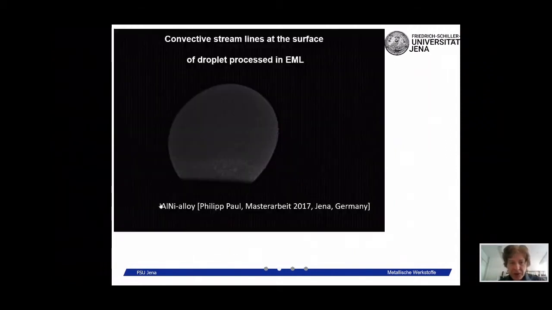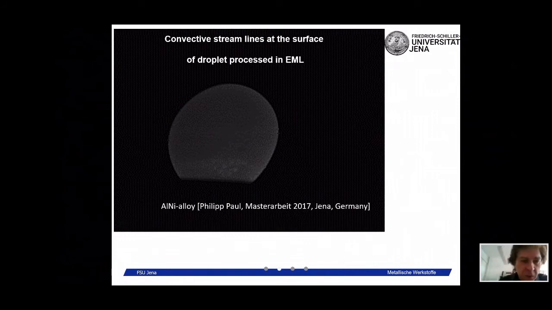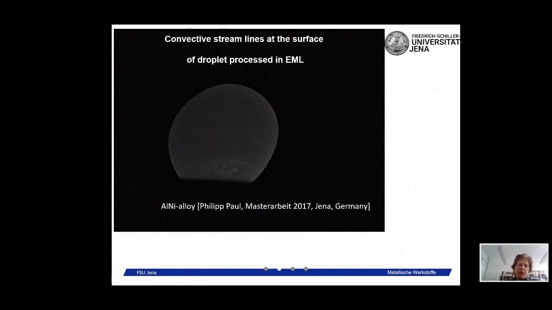Here I show you the movie, which gives us an impression about propagating fronts. This is a movie obtained by my master student, Philip Paul, in 2017. He was working here under the master thesis during 1 year in our institute, and I was his supervisor, and he made a lot of measurements of aluminium nickel alloy solidification and iron silicon.